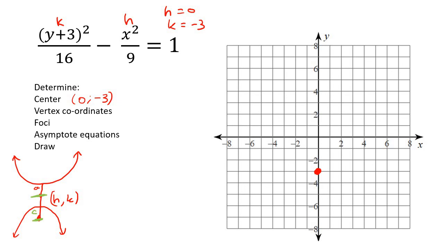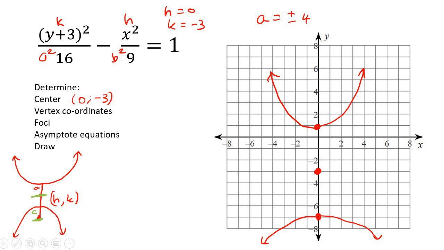Then we can find the value of a. So remember that a is always the first one. So we can say a is 4. Well, a is plus and minus 4. So now we're going to go 4 up and 4 down. So 4 up would take us there, and then 4 down would take us there. Okay, and now we can draw our hyperbola. So something like that, like that, like that, and like that.